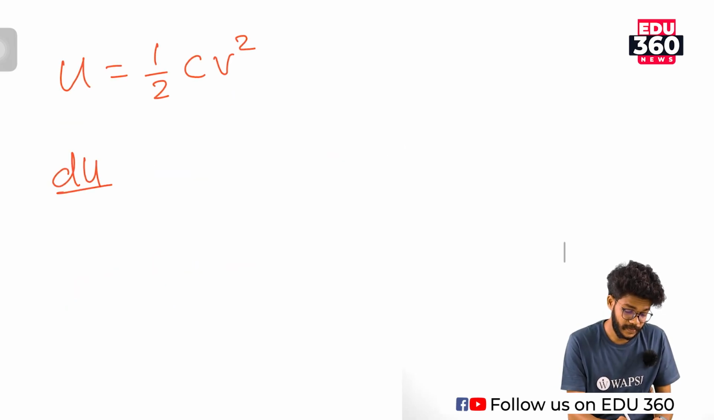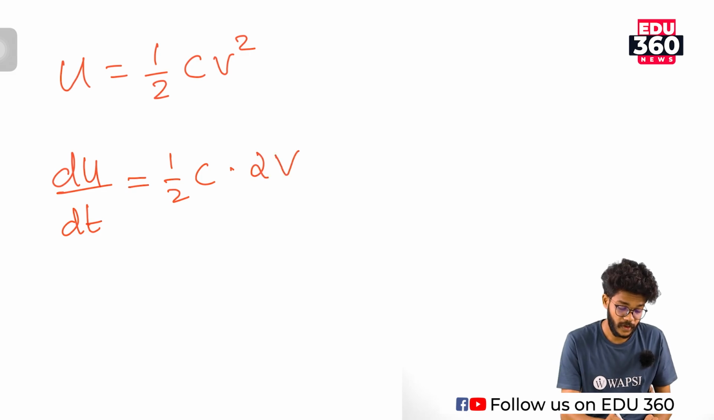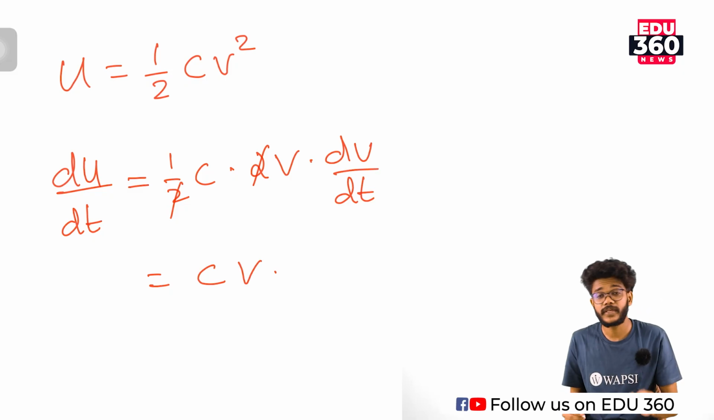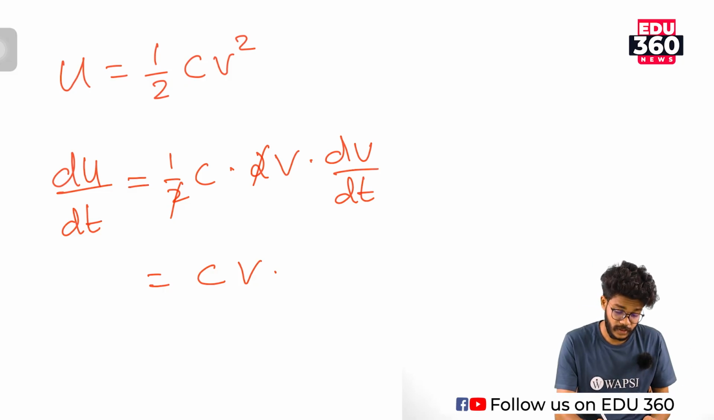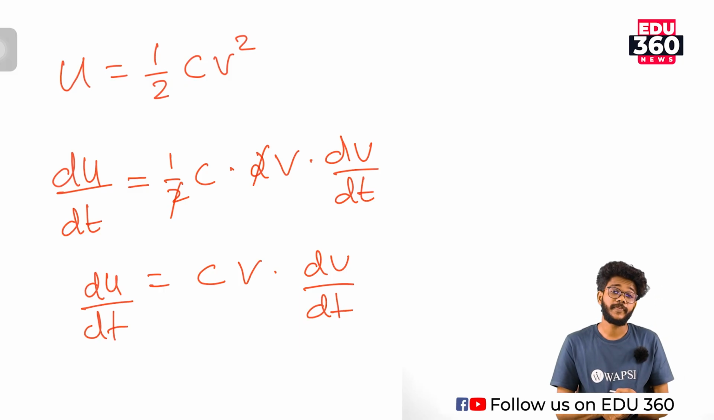dU by dt is equal to half, which is a constant, C is a constant, the differentiation of V square is 2V. Okay, and the 2 and 2 can be cancelled, so that will be equal to CV into dV by dt. With respect to time, the V is also changing, so dV by dt. So dU by dt is equal to CV into dV by dt.